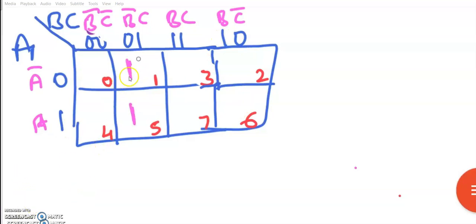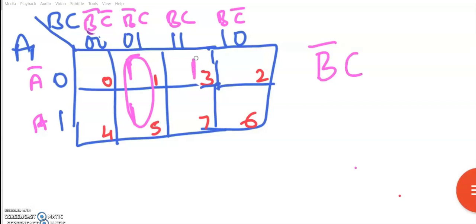So if we have the values in these cells, how can we group? We can make these two adjacent ones. When we make these two adjacent ones a single group, what remains common in these two? The variable A is changing here, A bar and A. When we look into the variables B bar C, they remain common here. So the resultant out of this group is B bar C. This is the result we are going to get with this group.